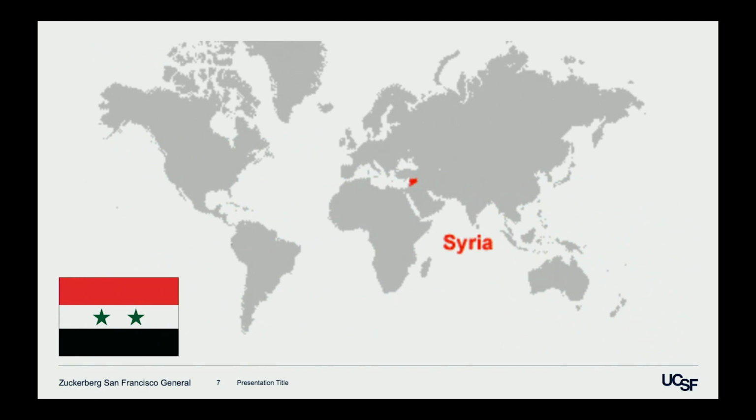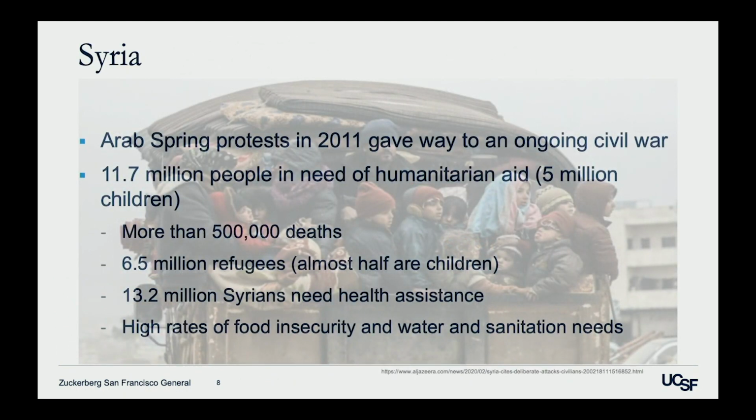Syria. The Arab Spring protests in 2011 gave way to an ongoing civil war. It's a conflict between the government, the opposition, and then multiple militant forces. 11.7 million people are in need of humanitarian aid in Syria. 5 million of these are children. More than 500,000 deaths have occurred. 6.5 million refugees, and almost half are children. 13.2 million Syrians need health assistance. And there are high rates of food insecurity, 33% of the population, and water and sanitation needs, 6.2 million people.